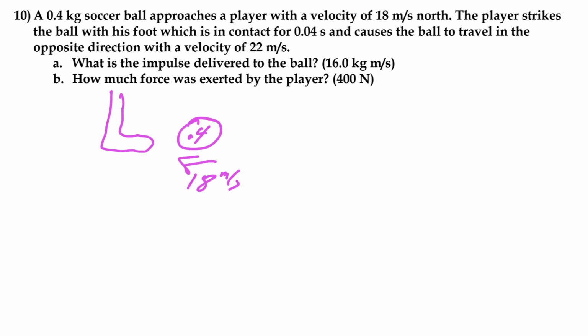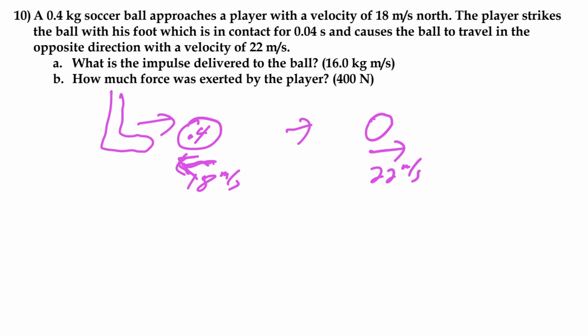All right, in this problem, we have a soccer ball moving 18 meters per second to the left, and then a player is going to kick the ball and cause the ball to now move. Remember, we pretty much always have a before and after in all these cases. So the before is the ball moving to the left. The after is the ball moving to the right with a velocity of 22 meters per second.